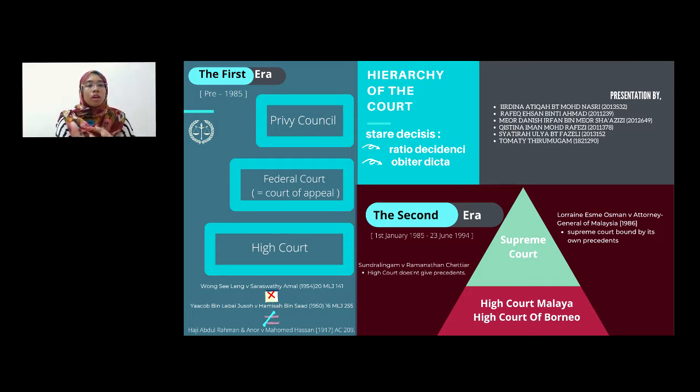So in the first era, we have three different courts from highest to lowest. The Privy Council being the apex of the court, and then we have the Federal Court, which was the Court of Appeal at that moment, and also the High Court.